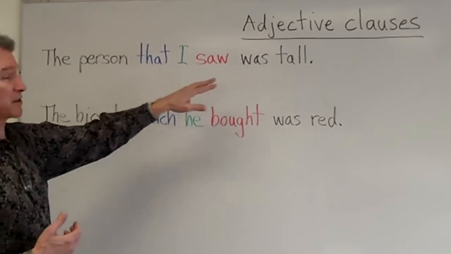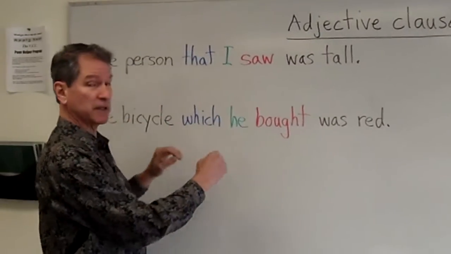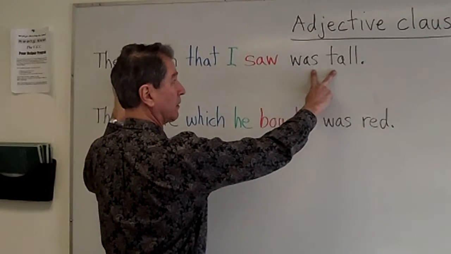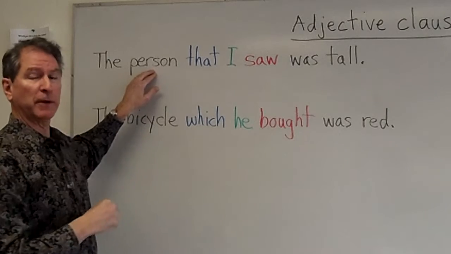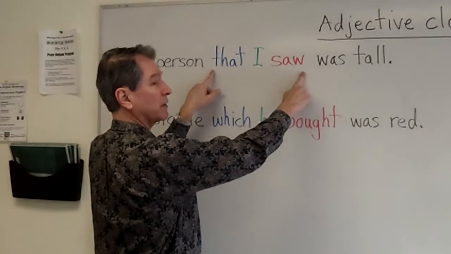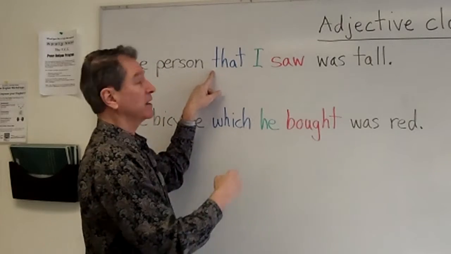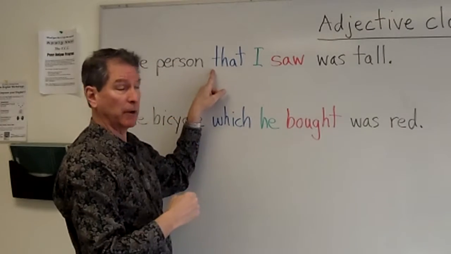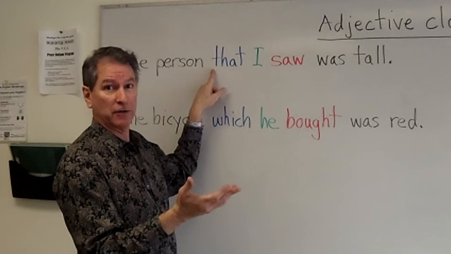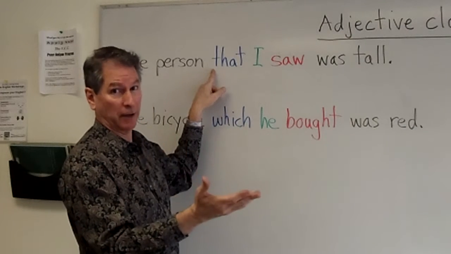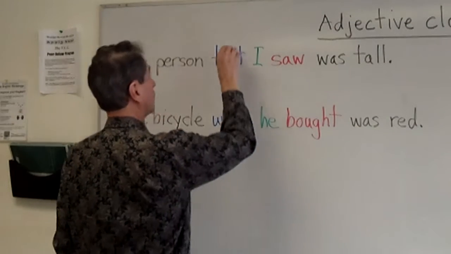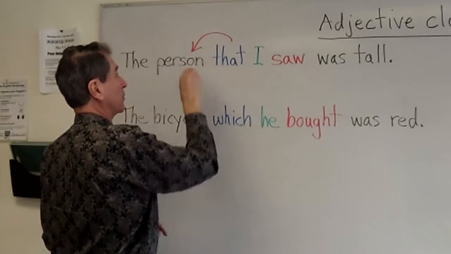The person that I saw was tall. Now you notice in this first example, I have my independent clause, the person was tall. But that's not enough information about person for you to know who I'm talking about. So I need to add these 3 words right after person to tell you which person I'm talking about. The person that I saw, not the person that I was talking to, or the person who was sleeping. I'm talking about the person that I saw. So that I saw actually gives more information about person.